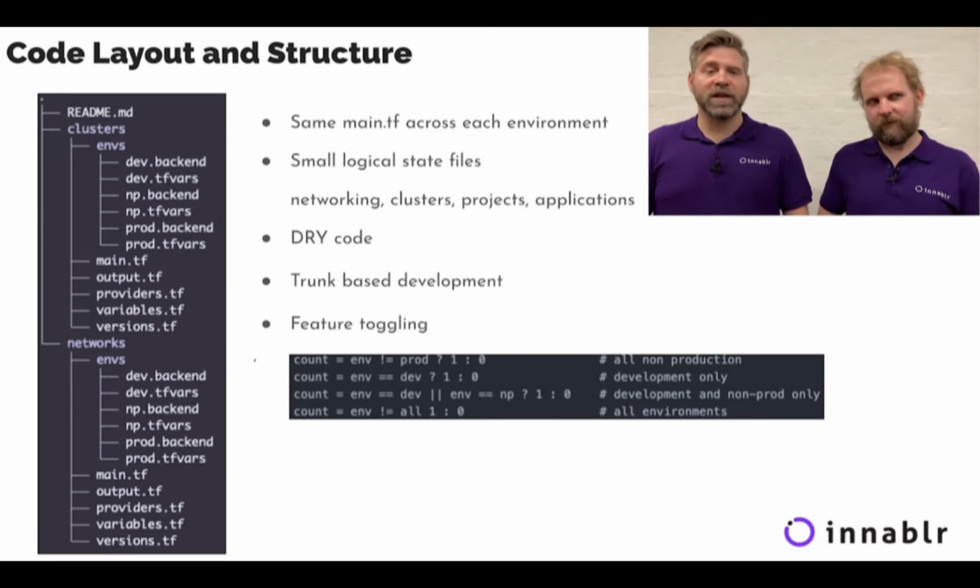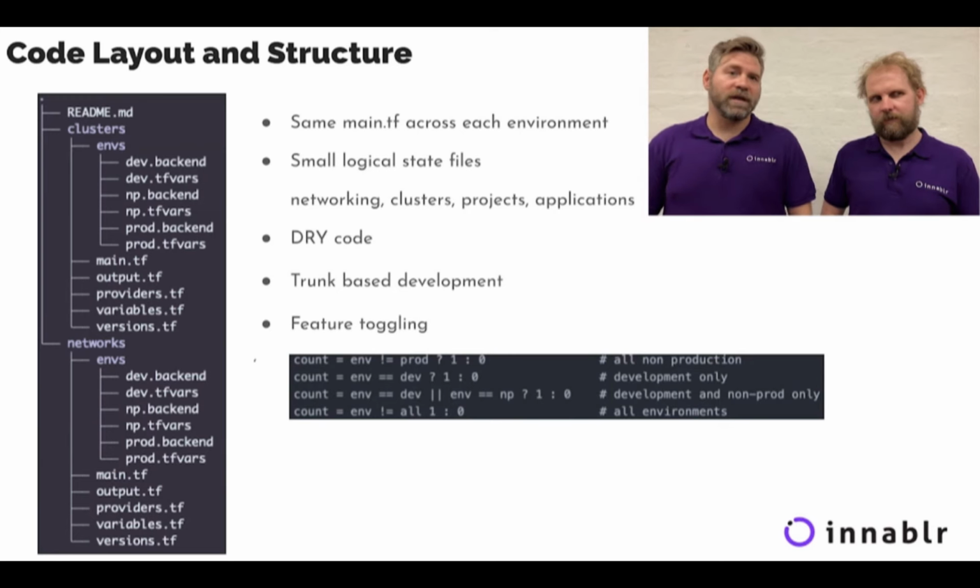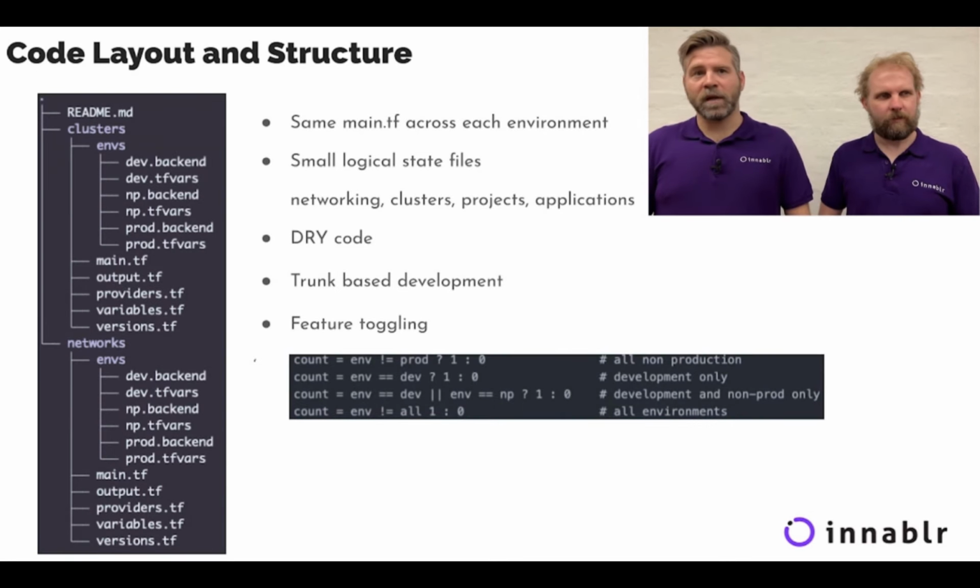Next, we want to make sure we group our state file into logical groups like networks, clusters, projects, applications, you name it, we can do it. So the code on the left, if you have a look, it groups a cluster and a network. We've added it in the one repo, but it can be in separate repos.